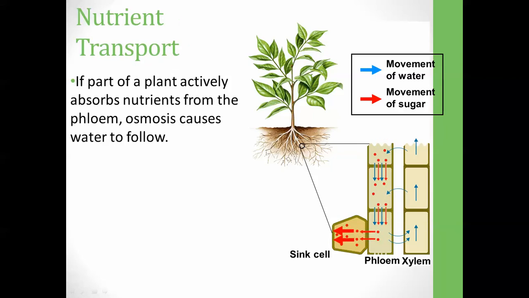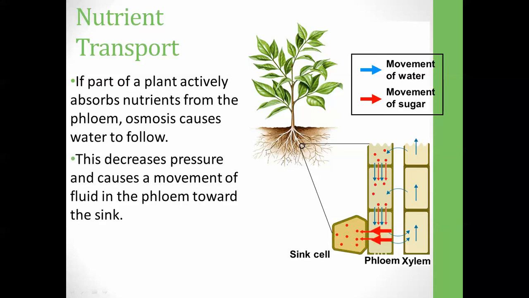If part of a plant actively absorbs nutrients from the phloem, osmosis will cause water to follow. As you can see on the left here, our sink cell only wants the nutrients, it doesn't want the water. However, we still have water right here, and it is going to go back into the xylem through osmosis. And this decreased pressure causes a movement of fluid in the phloem toward the sink. So we have our nutrients moving from our source to the sink.